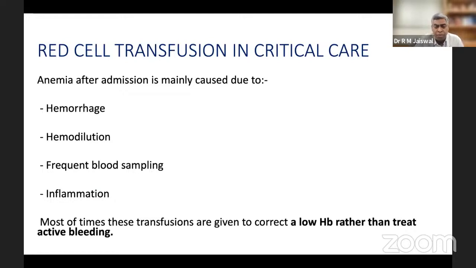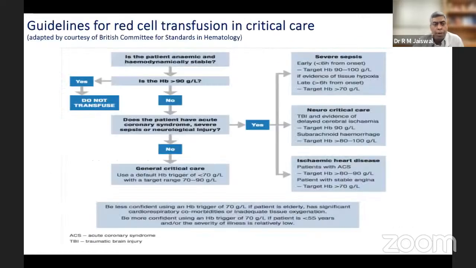Most of the time, these transfusions are given to correct low hemoglobin rather than treat active bleeding. So we should focus on preventing the bleeding, then correction of low hemoglobin.